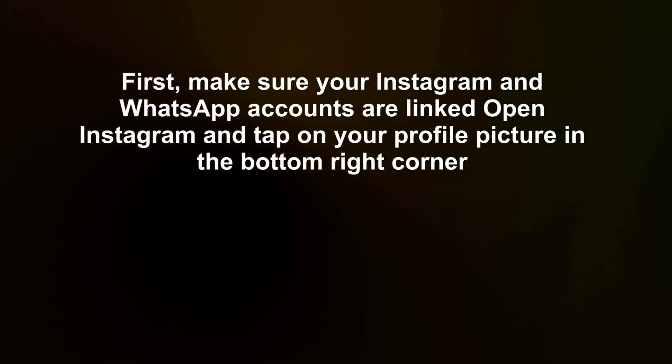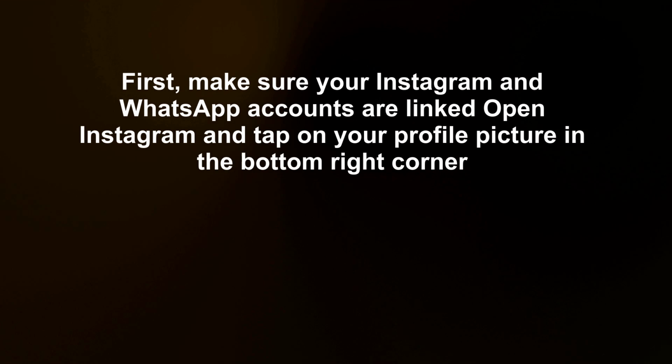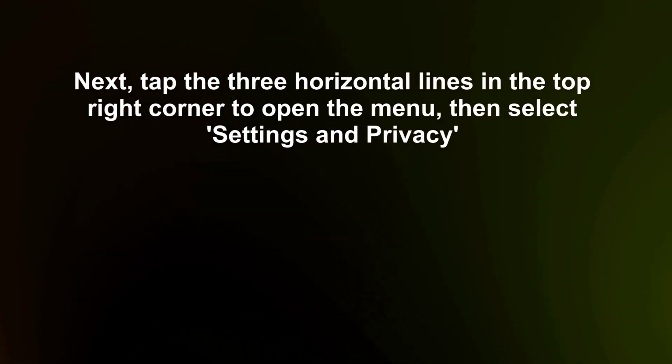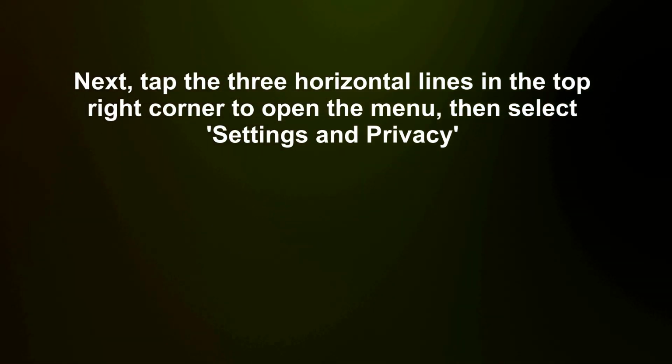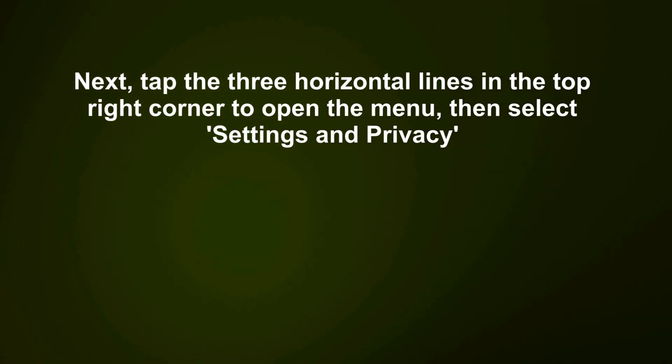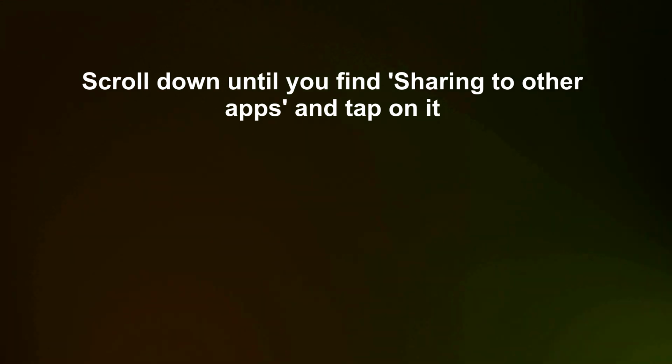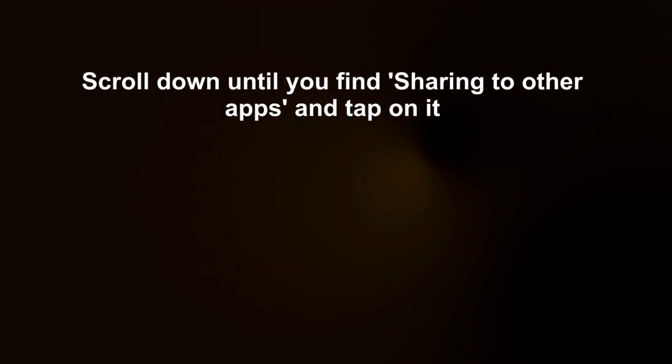Open Instagram and tap on your profile picture in the bottom right corner. Next, tap the three horizontal lines in the top right corner to open the menu, then select Settings and Privacy. Scroll down until you find Sharing to Other Apps and tap on it.